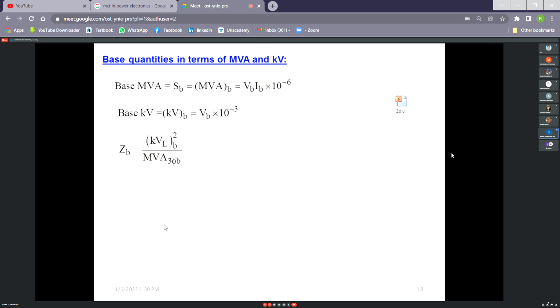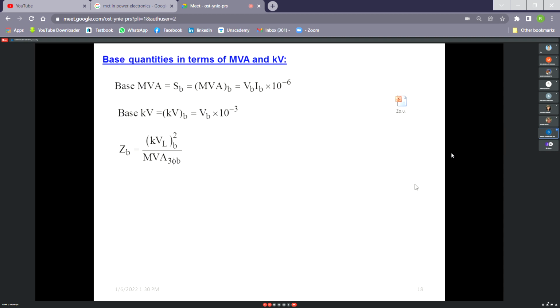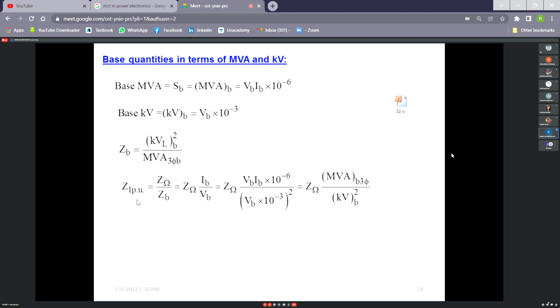Now base impedance: in line quantities and phase quantities, it was the same. So it is simply V square by S. It may be in line quantity, may be in phase quantity, so we can just put V square by S. Here it will be kV square by base MVA. If we want to calculate any per unit quantity, then it will be the ohmic value of the impedance divided by the base quantity. Then whatever the base value is, you just replace it.